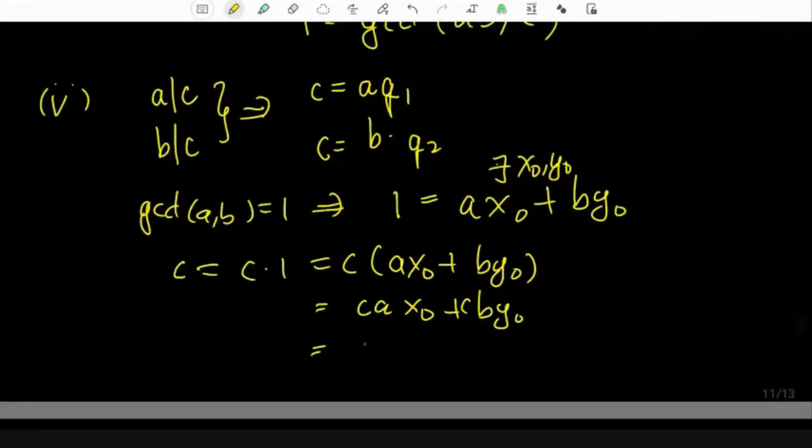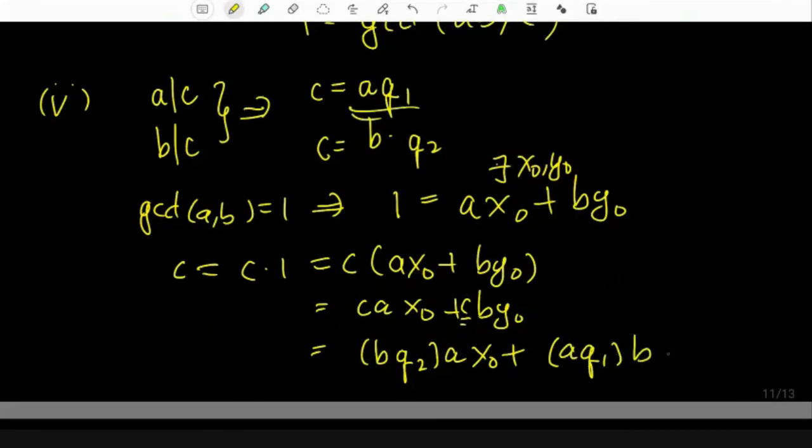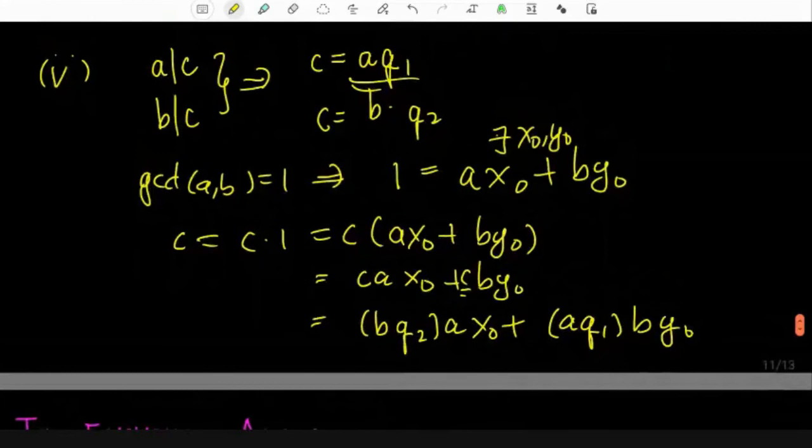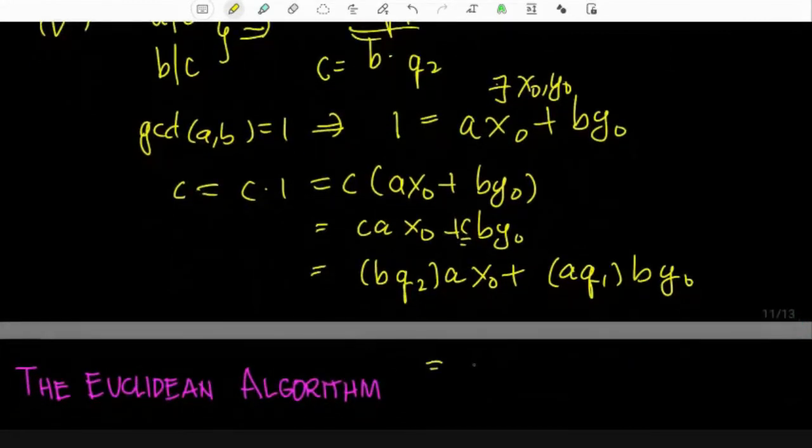Si C, so this is equal to BQ2AX0 plus si C, pwede rin nating isulat in terms of A. Yung pangalawang C na to, pwede nating isulat in terms of A. So that's AQ1BY0. Yan. So ano nangyari? Parehong may AB. Tama? Wala na akong space. Okay. I-factor out natin yung AB. So ang matitira ay Q2X0 plus Q1Y0.